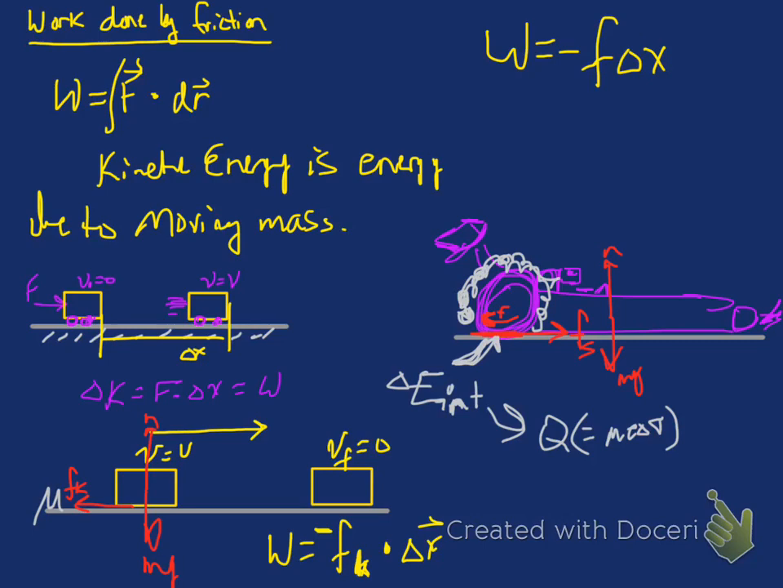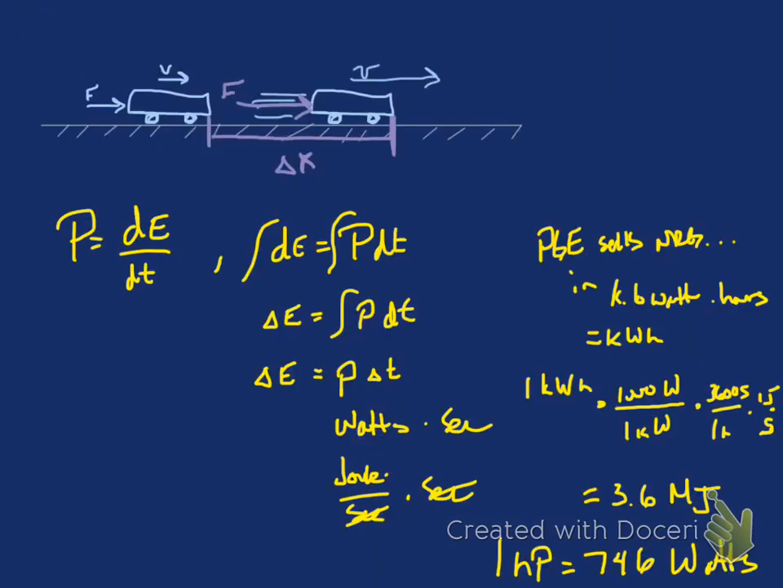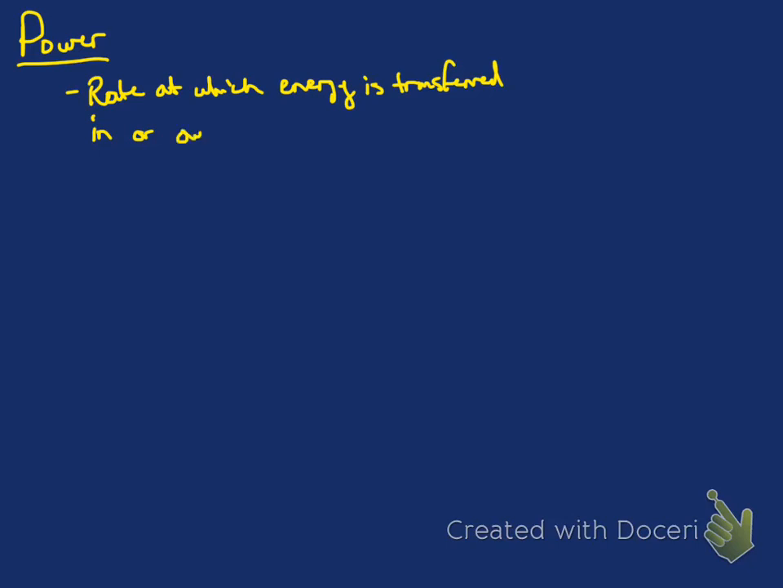I just need to go back a couple pages and we'll start with our power. So here we go. Okay, we're going to start with power, and power is the rate at which energy is transferred into or out of a system. Okay, and that energy that is transferred in or out of a system is also the change in the energy.